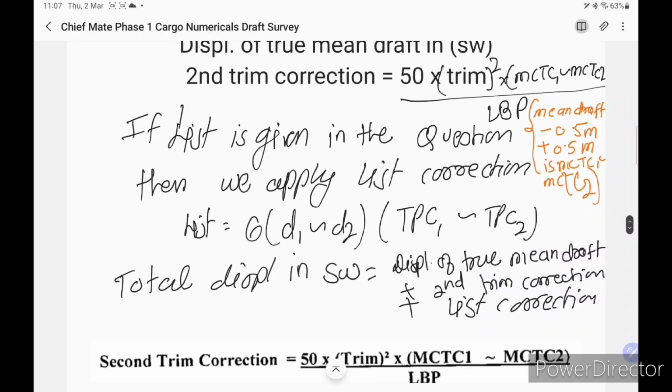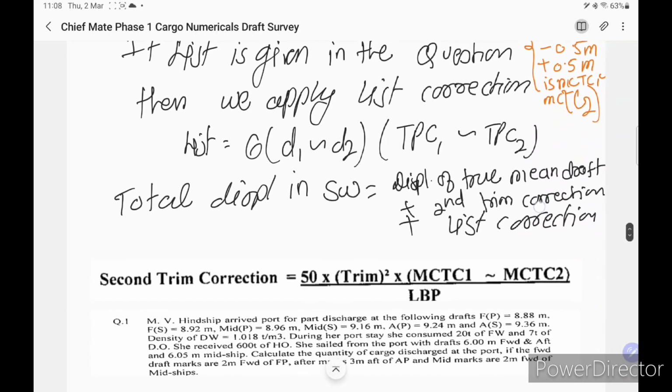If the list is also given in your question, we have to calculate the list also. The formula of list is 6 bracket D1 minus D2, the difference between D1 and D2. D1 is used, for example, if D1 is port side and D2 is starboard side, so TPC1 is from the port side and TPC2 is from the starboard side draft. Then total displacement in seawater is equal to displacement at true mean draft plus second trim correction plus list correction. You will get the final displacement, and if the density changes, you apply the density formulas. Hope you understand this formula point.